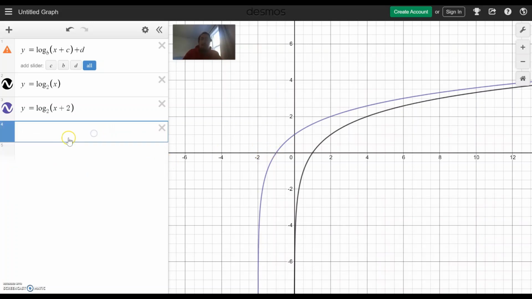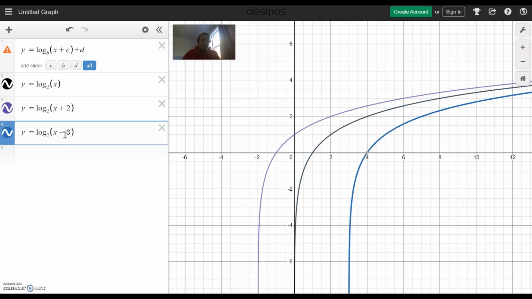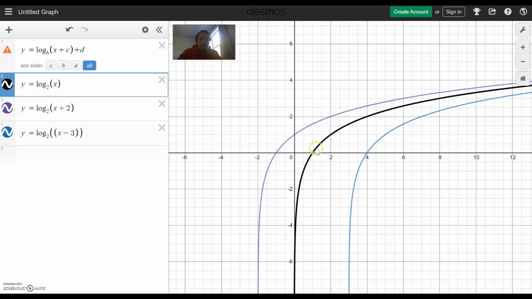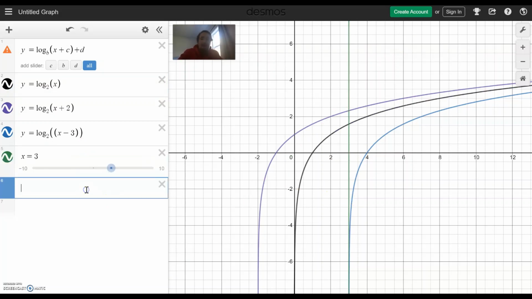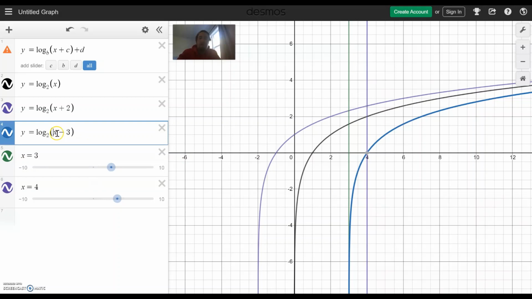Okay, let's give it another go. Let's try to move it in the positive direction. So let's go -3. And looking at the reference point, we can see that's been moved across 3. 1, 2, 3. And we can also see the asymptote is now at x equals 3. And if we add 1 to that, that means the reference point is now at x equals 4. So hopefully that makes sense.